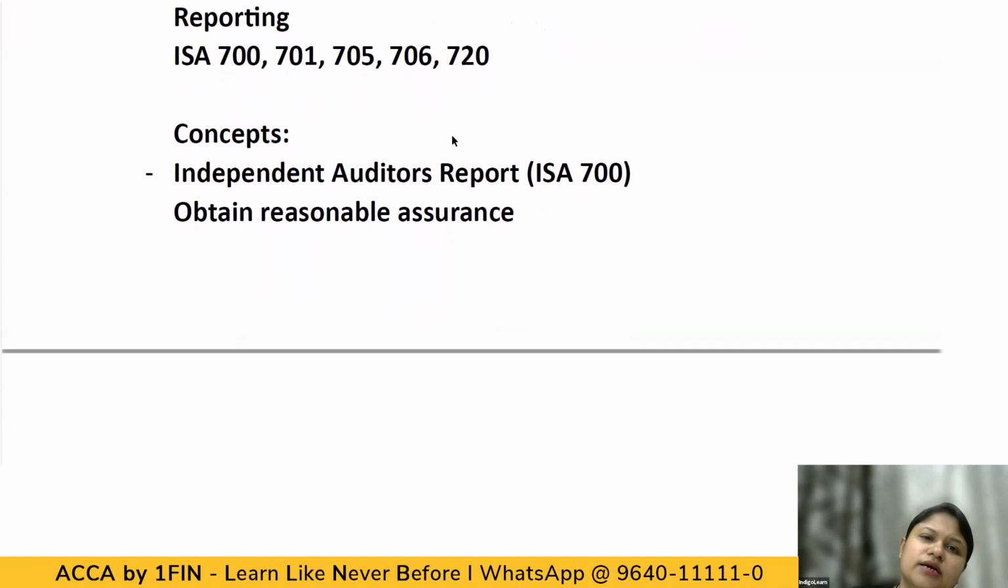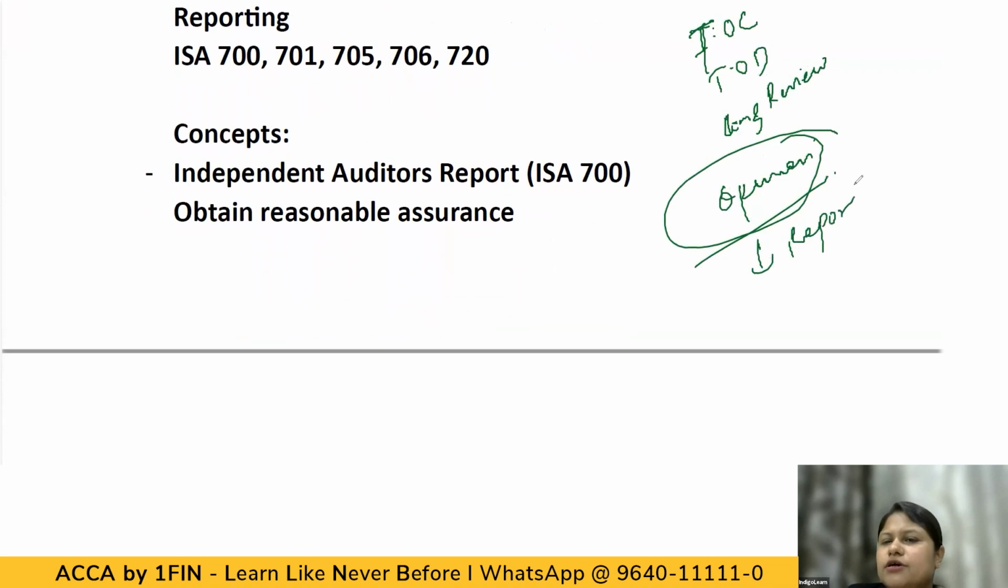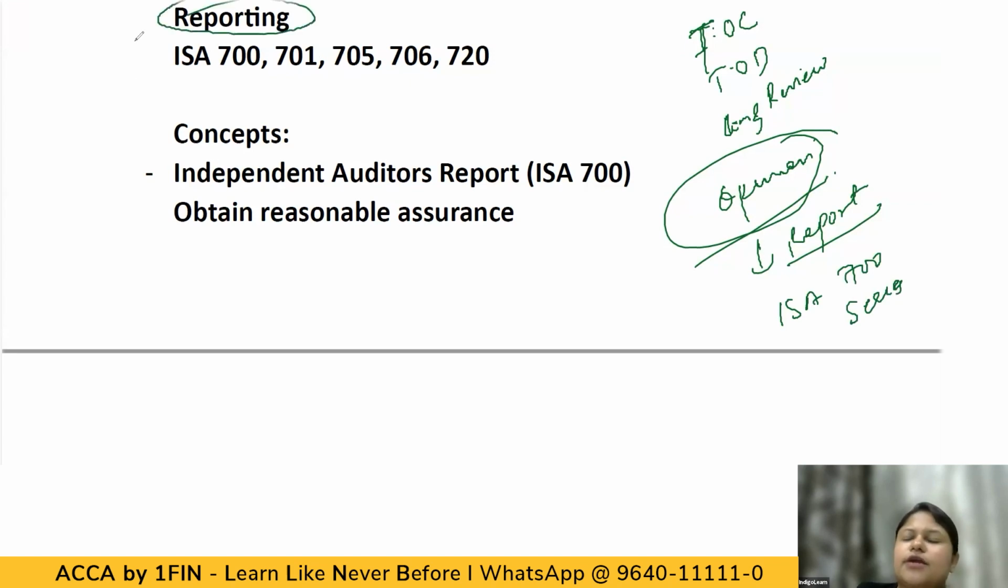Then we come to the last part of the audit. After performing tests of controls and tests of details, we did all the completion and review part: subsequent events, going concern checking, overall review, analytical procedures, and the written representations we obtained. Everything we have done, so now we have the opinion ready with us. Based on the opinion, you are now going to prepare the audit report, and the entire reporting is studied as per the ISA 700 series. That is the last topic that we have, reporting.